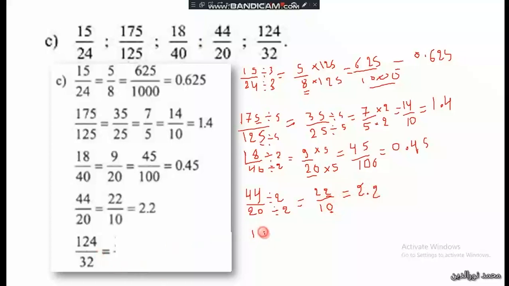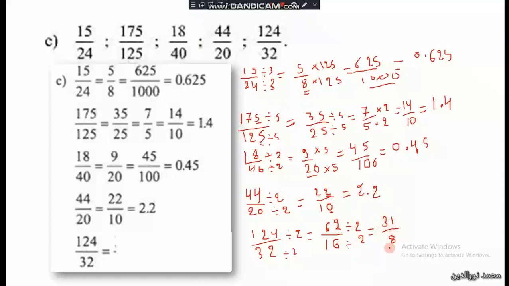Here we have 124 over 32. They are both even numbers and could be divided by 2. So 124 divided by 2 is 62 over 32 divided by 2 is 16. Also, they are even numbers and could be divided by 2 again. 62 divided by 2 is 31 over 8.